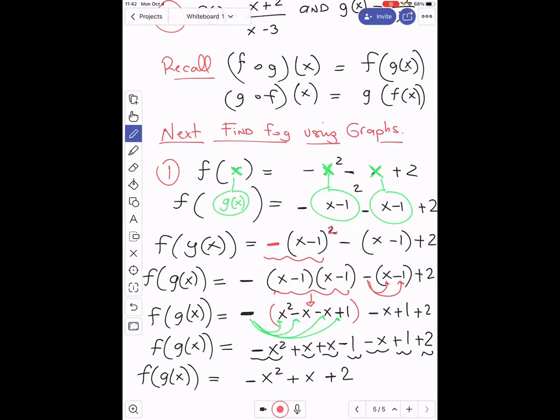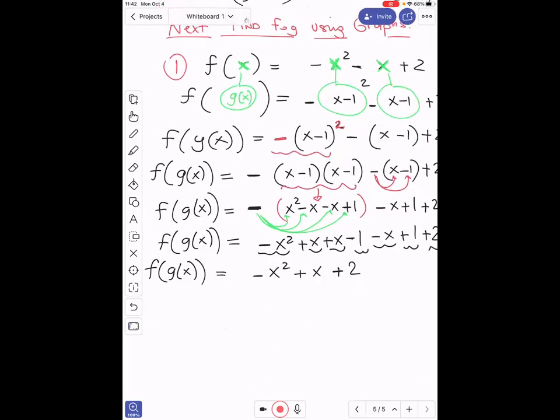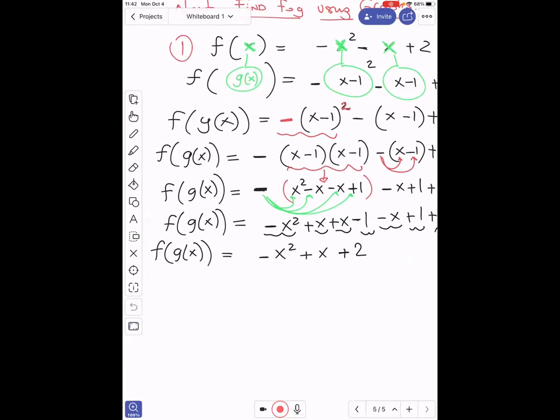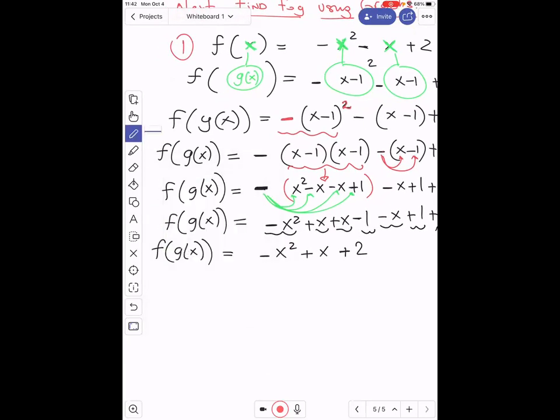So as you can see, I did the exponent first. Put everything between parentheses. Once you are done with the exponent, then you can distribute the minus sign. So that's the answer for f of g of x. And now for g of f of x. So that's the answer for f of g.